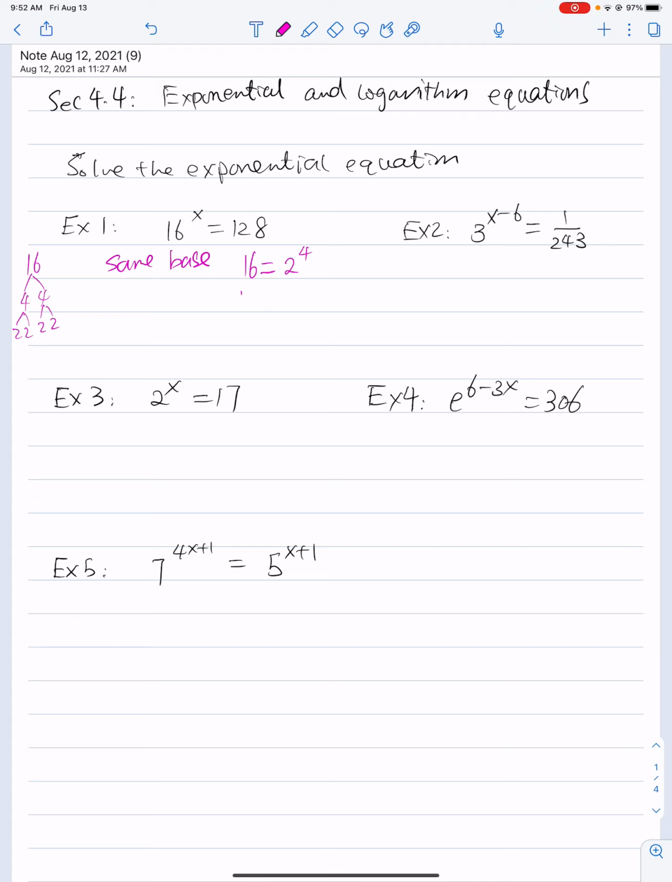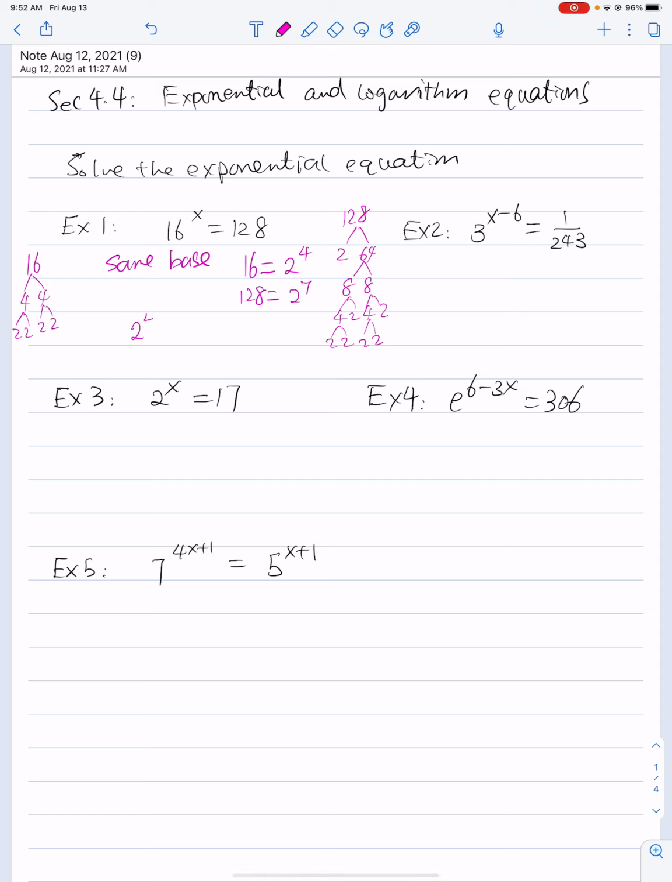Similarly, 128 is 2 times 64, 64 is 8 times 8, and so on. Wow, this is a lot of 2's. So it's 2 to the what? 2 to the 7.